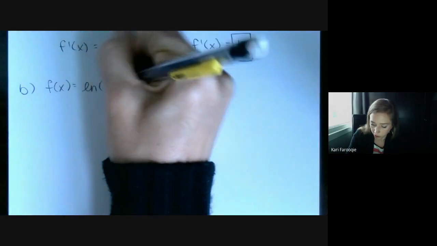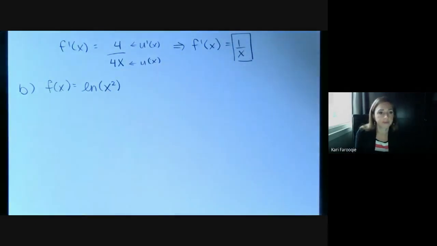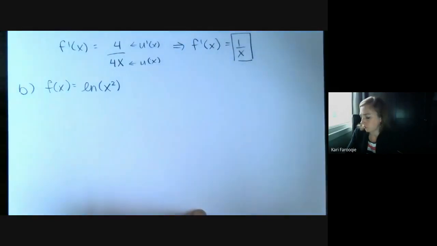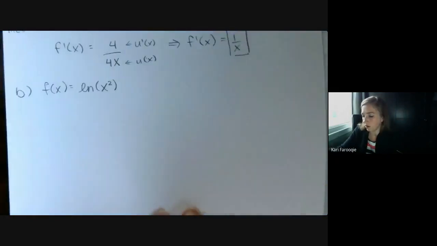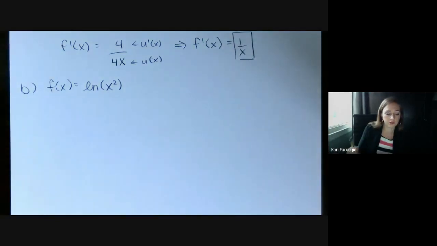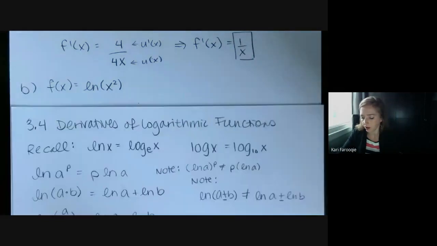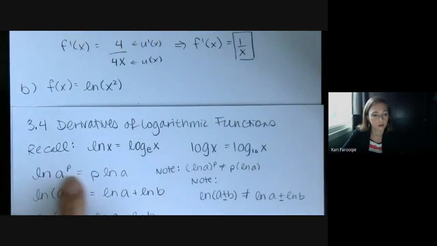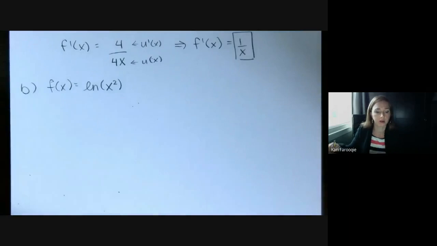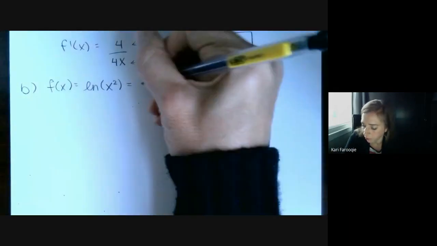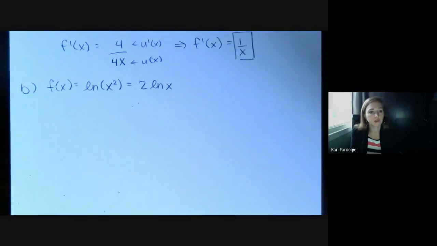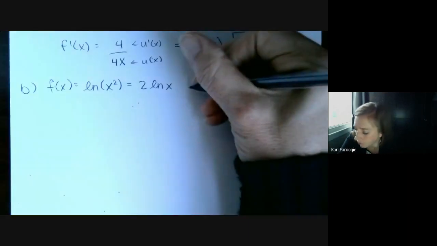B is f of x equals the natural log of x squared. Now, if you recognize this one as being the natural log of a to the p, then you can rewrite it. I gave you a rule that said the natural log of a to the p is p times the natural log of a. In this case, that will simplify your life. The natural log of x squared is twice the natural log of x using the power rule for logs.